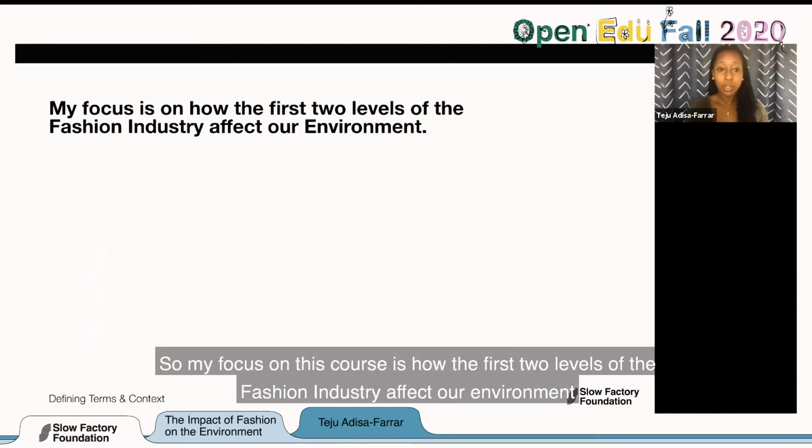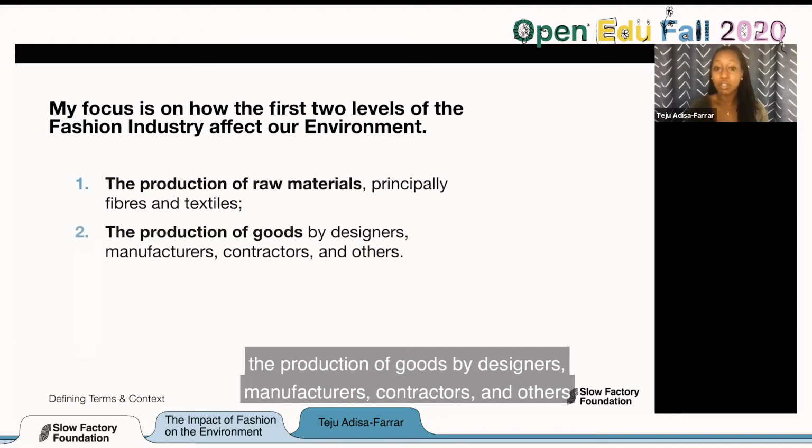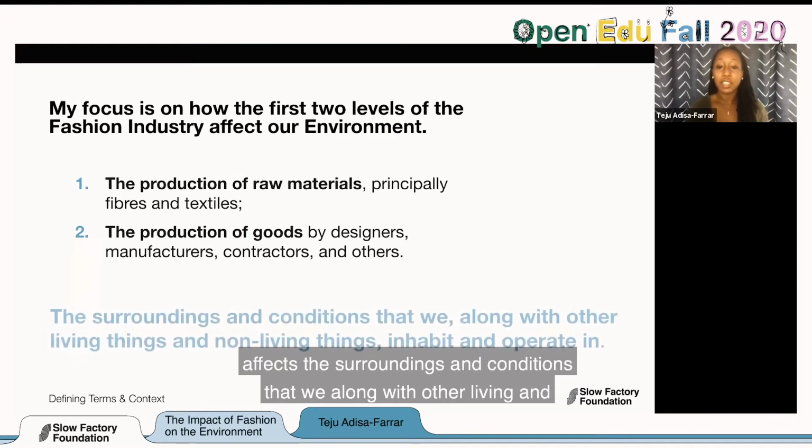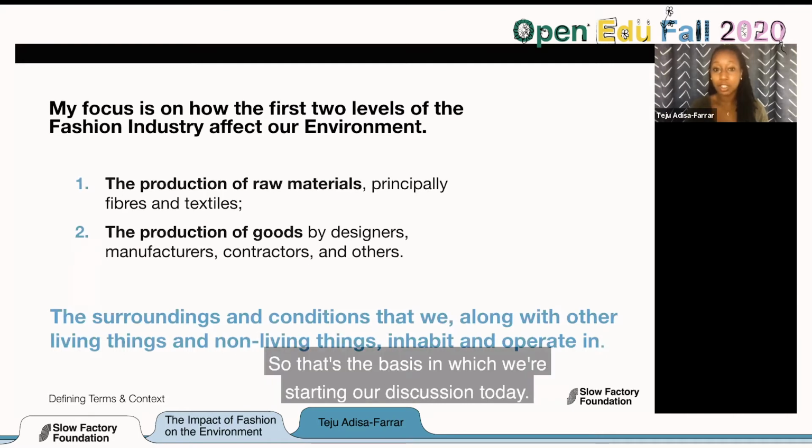So my focus in this course is on how the first 2 levels of the fashion industry affect our environment. So how the production of raw materials, principally fibers and textiles, and the production of goods by designers, manufacturers, contractors, and others affects the surroundings and conditions that we, along with other living and non-living things, inhabit and operate in. So that's the basis from which we're starting our discussion today.